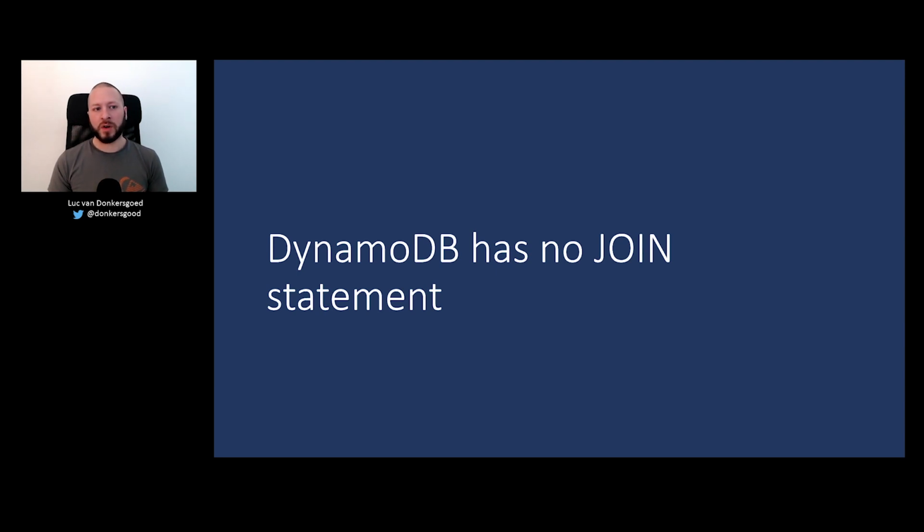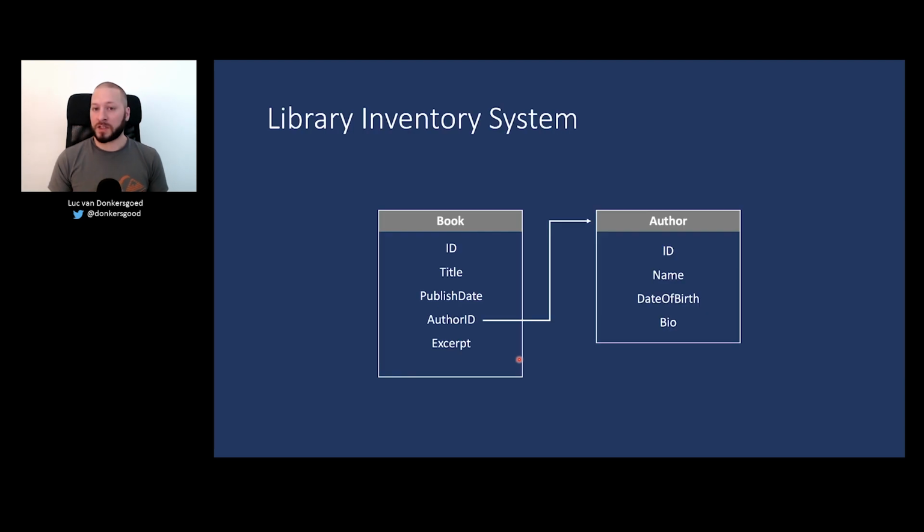So a quick recap of single table designs. DynamoDB has no join statement, and there's a good reason for it. And the reason is performance. So if you look at older relational database designs, you would have a database with multiple tables, for example, a books table and an author table. And the book would contain an ID, the title, the publish date, and then reference by author ID to an author, and maybe the excerpt. And then the author would contain the name, the date of birth, and a biography.